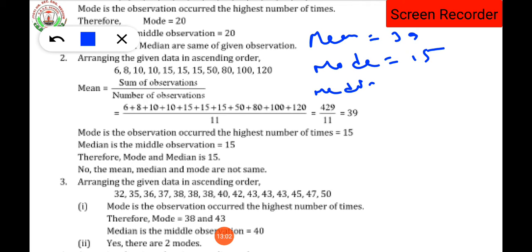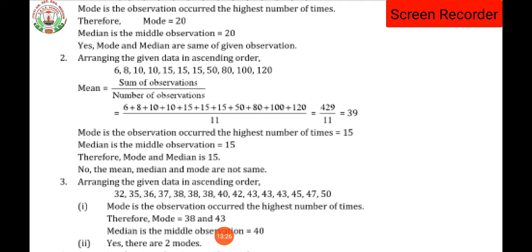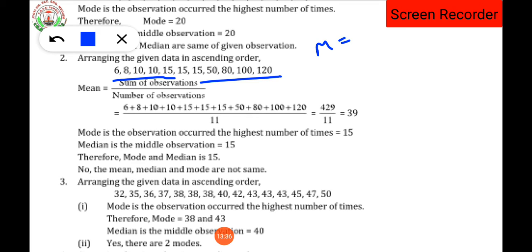Median, as I told, arrange the data in ascending order, then find the middle term. So this is 4 numbers from the left-hand side, and from the right side again 4 numbers. So 5 numbers, and the middle number is 15. So the median is 15 over here. If you want to use the first method, directly we will choose 5 numbers from the left-hand side and 5 numbers from the right-hand side. So the median becomes 15, the center one, isn't it? This is the first method.